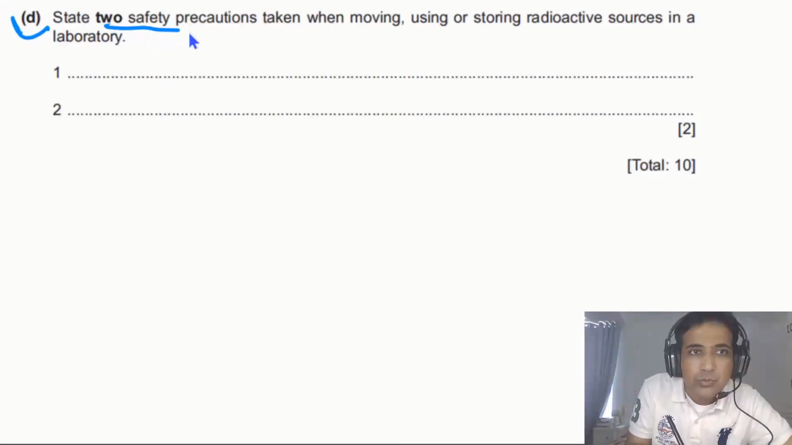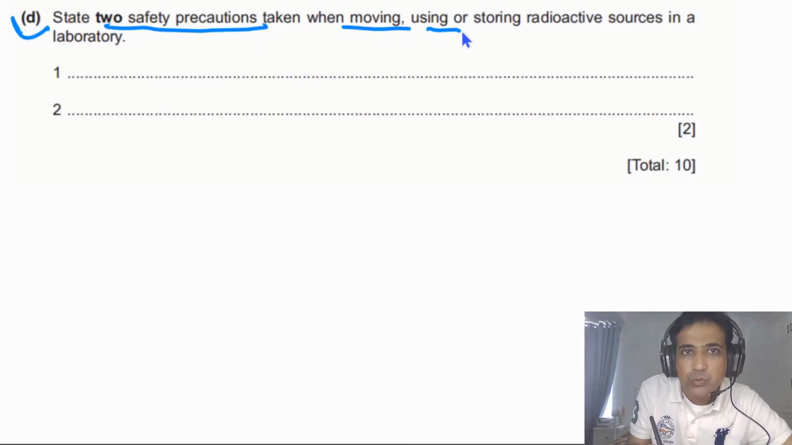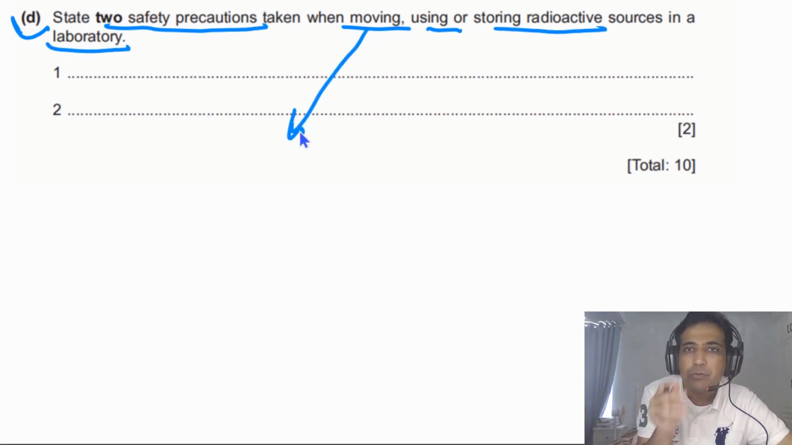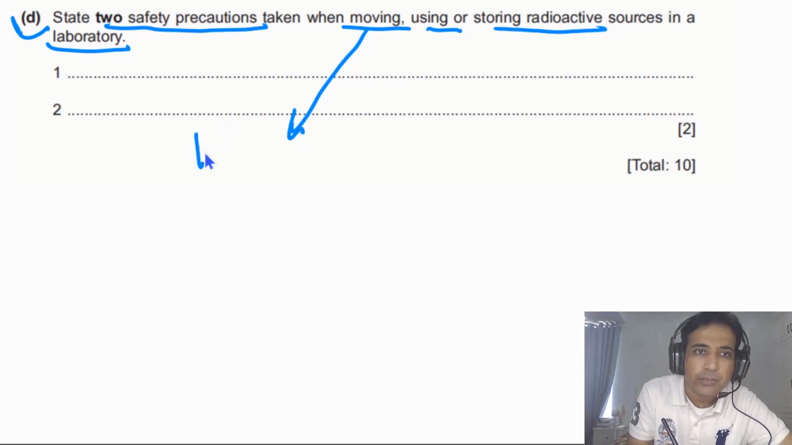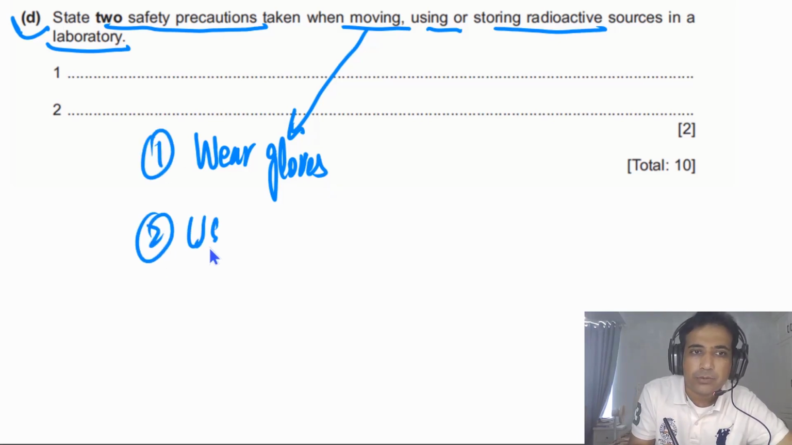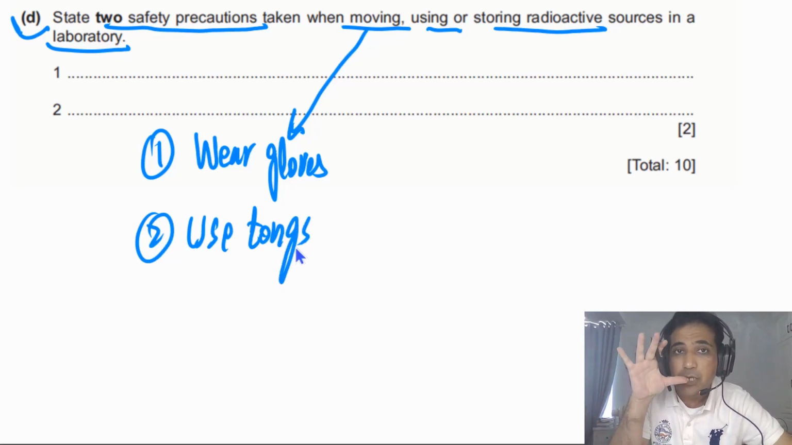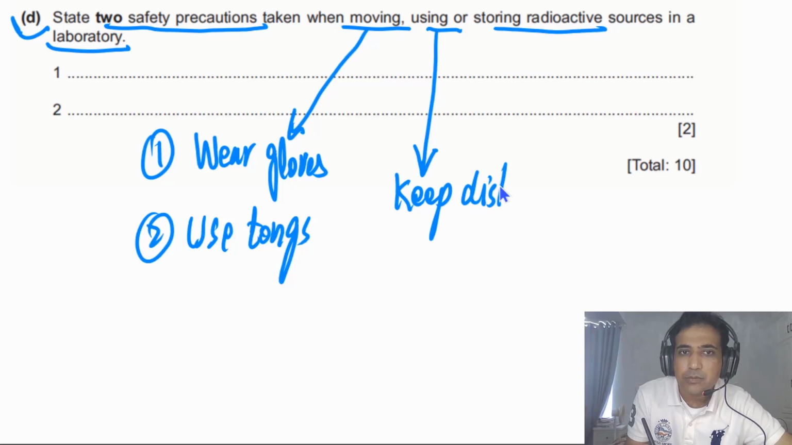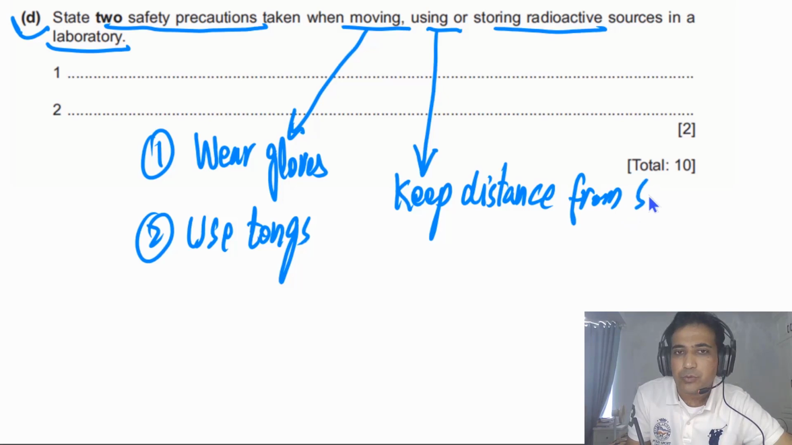Part D says state 2 safety precautions taken when moving, using or storing radioactive sources in a laboratory. First of all, moving. When we want to move radioactive sources, we should wear gloves. Second, you can also say use tongs. Don't touch radioactive sources directly. When using radioactive sources, keep distance from sources.